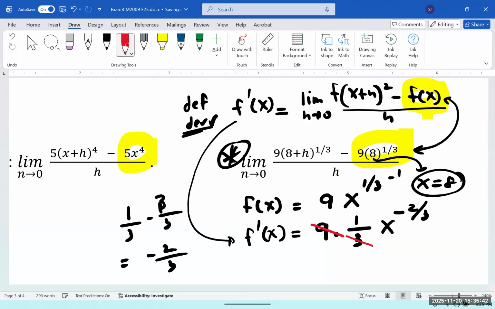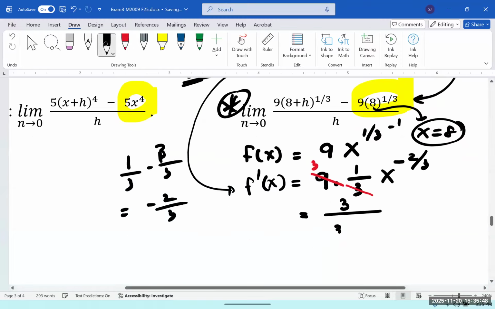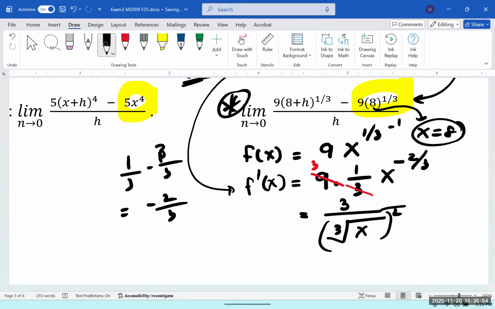3 goes into 9 three times. So this simply becomes 3 on the numerator and then cube root of x squared on the denominator. The denominator is the radical and the numerator is the whole number power. And now they're telling us, substitute your x with 8.